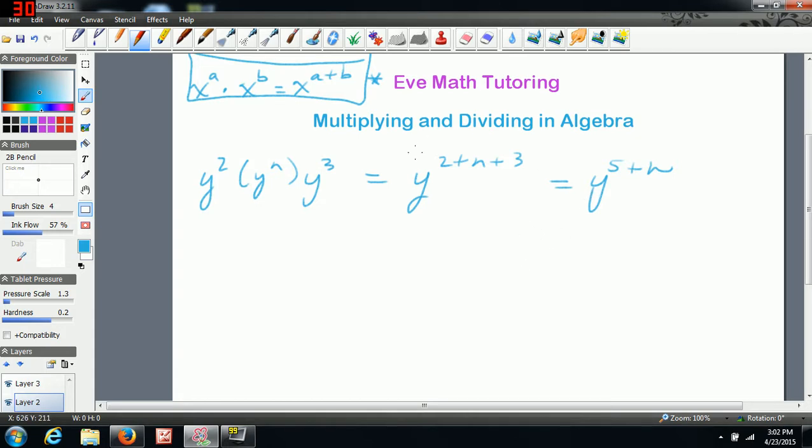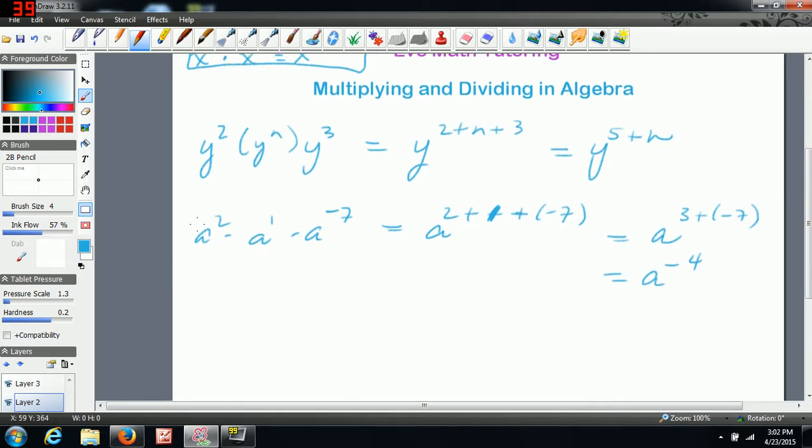Really straightforward. When you're multiplying, say, a to the 2 times a to the 1 times a to the negative 7 or something, again you just add the exponents: 2 plus 1 plus negative 7. So it would be a to the 3 plus negative 7, which would be a to the negative 4. Something like that. When you're multiplying, you just add the exponents. That's as simple as it is.